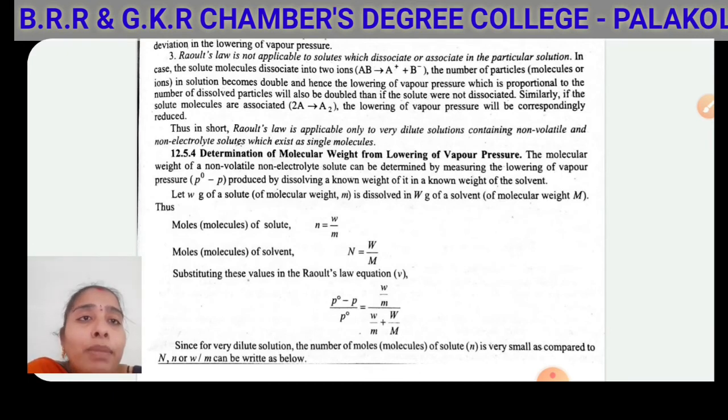Small w grams of solute is dissolved in capital W grams of solvent. Moles of solute, small n, equal the weight of the solute divided by the molecular weight of the solute. Capital N, the moles of solvent, equals the weight of the solvent divided by the molecular weight of the solvent. Substituting these values in Raoult's law equation.